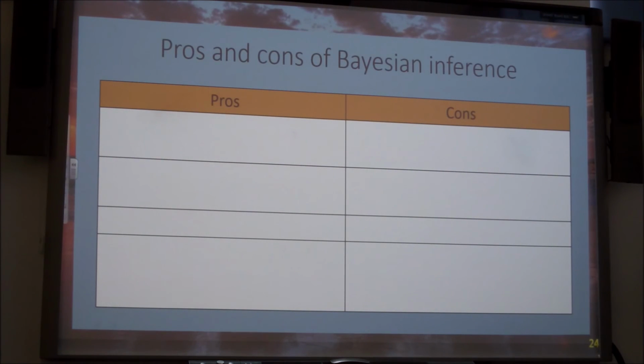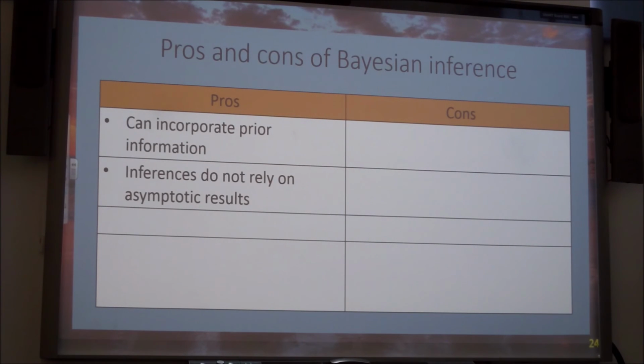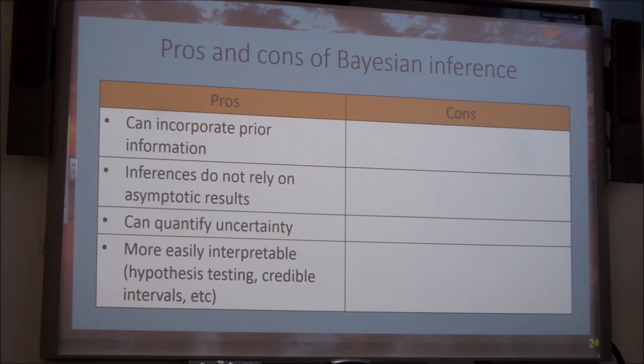So, just some advantages and disadvantages of Bayesian inference based on what we've seen. A key advantage is that you can incorporate prior information, and that you don't have to rely on asymptotic results because everything we do is exact. And because we get a distribution for theta, we have a variance, and we can quantify how certain we are about the value of theta. And I hope I convinced you that things like hypothesis testing and credible intervals are a lot easier to understand than in the frequentist approach.